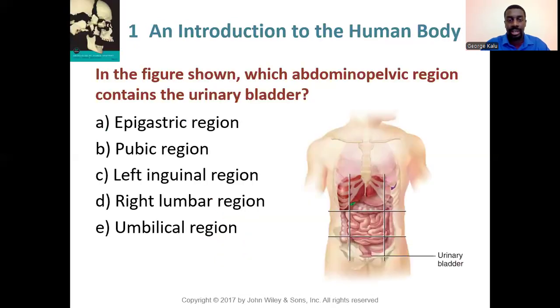Okay, so question for you here. In the figure shown, which abdominal pelvic region contains the urinary bladder? Okay, so here's the bladder down here. What region would that be? If you said pubic region, you are absolutely right. Great.